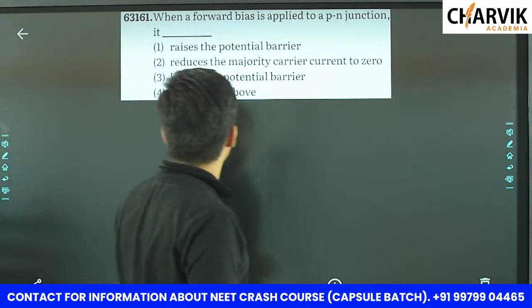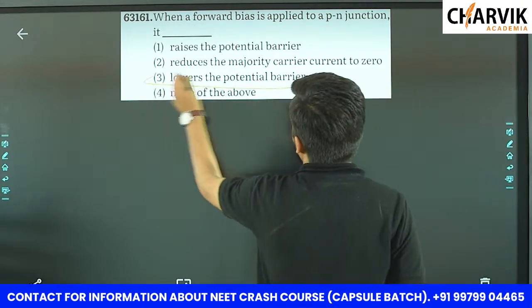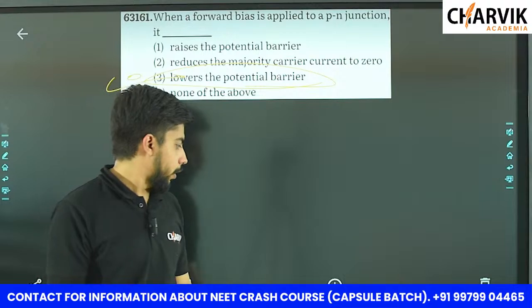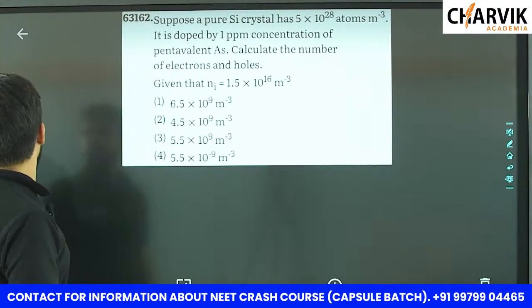Move to the next question. When a forward bias is applied to the PN junction, it lowers the potential barrier. Very simple and theory based question. No need to discuss it in detail. Just move to the next question very quickly.